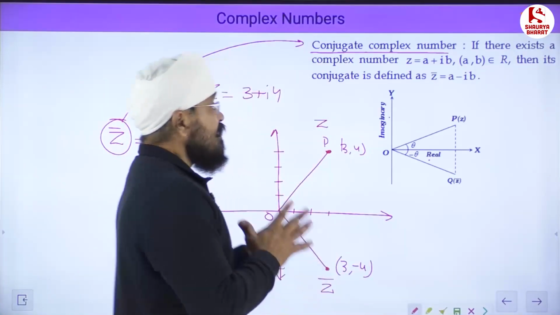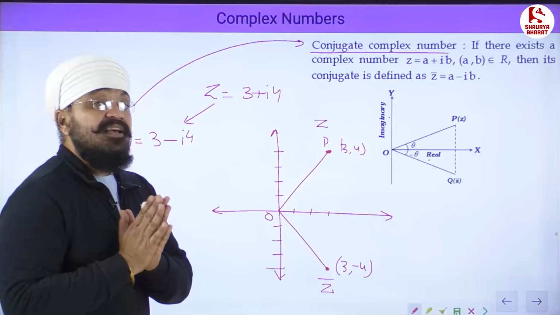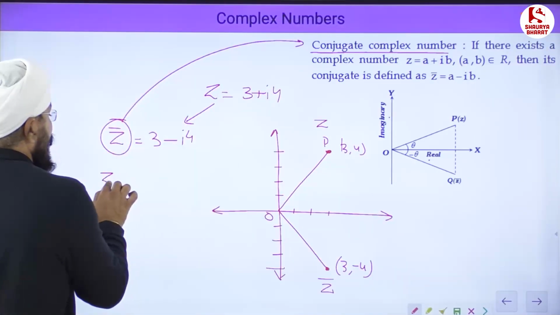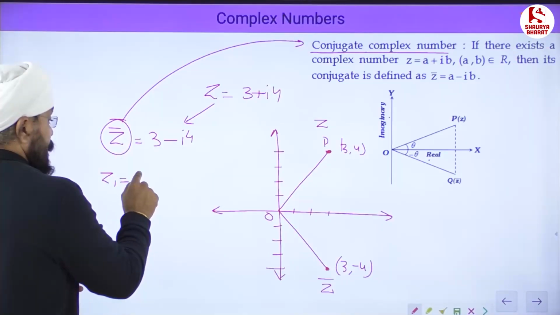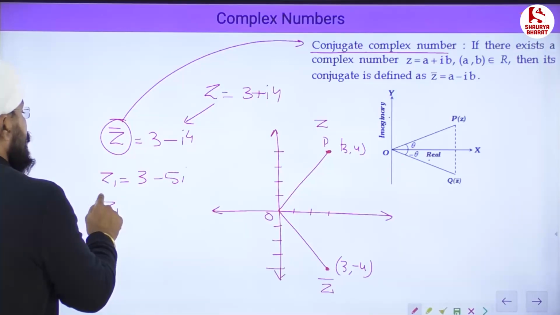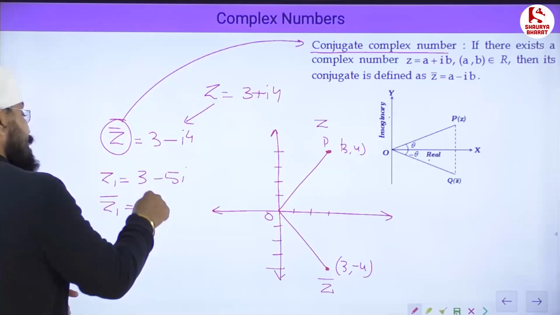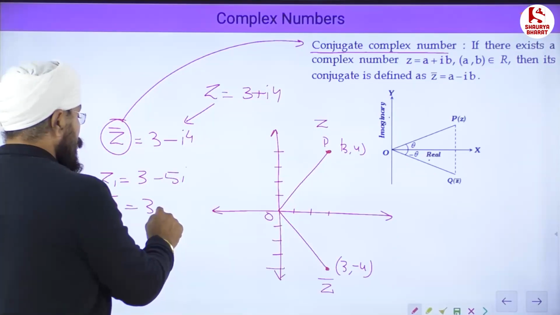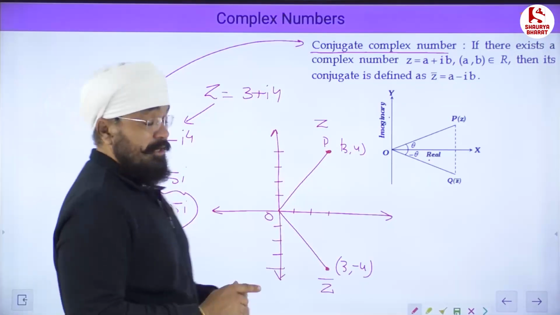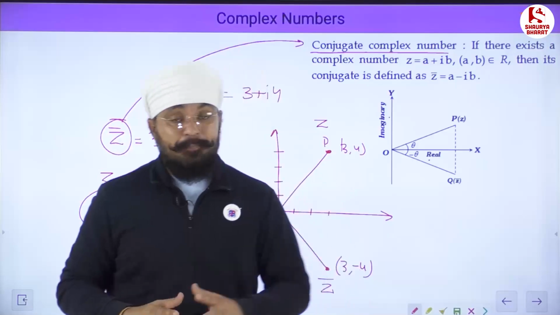So conjugate means we have to change just the sign of the imaginary part. In case we have a complex number, say for example 3 minus 5 iota, the conjugate will be 3 minus of minus 5, which will give you plus 5 iota. So you have to keep this in mind. Conjugate means change the sign of the imaginary part.